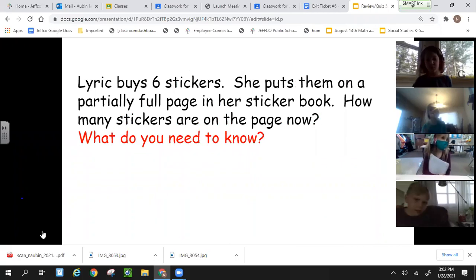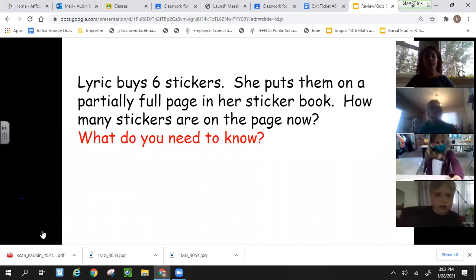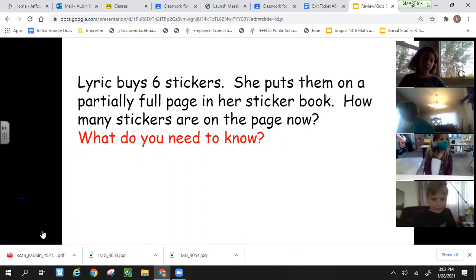Lyric buys 6 stickers. She puts them on a partially full page in her sticker book. How many stickers are on the page now? Why don't you know? What do you need to know? You can start with how many. Sometimes that helps. I need to know how many what? How many is a good sentence starter. And you can make it a question.